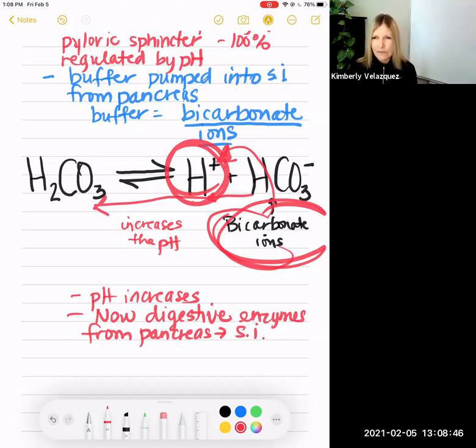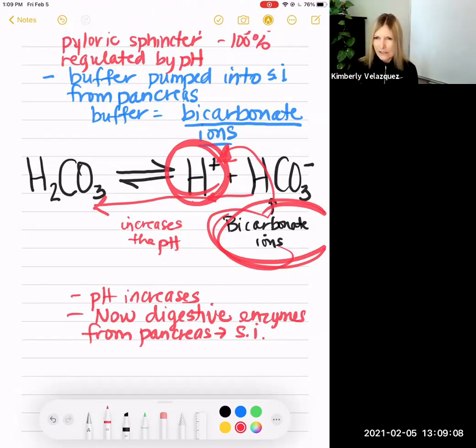Again, if all of that food just came straight from the stomach to the small intestine, all of your digestive enzymes would become denatured due to that change in pH. You would not be able to chemically digest and absorb your food. I hope that helps, and you should know this story in case there is an essay question or short answer question on the exam.